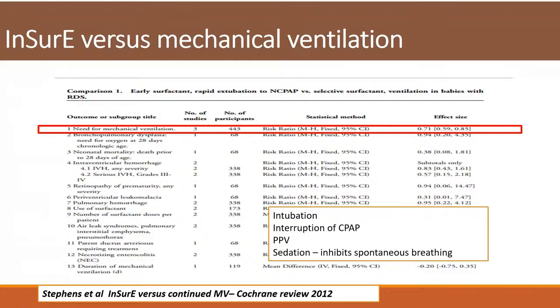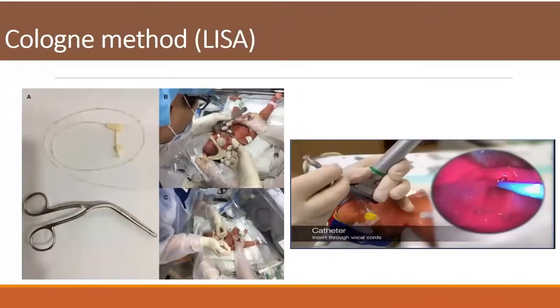be passing the endotracheal tube across the glottis, and hence a closure of glottis that generates the natural PEEP is interrupted. There is a brief positive pressure ventilation by using high pressure breaths, and INSURE may sometimes be associated with the need for sedation, which inhibits spontaneous breathing. So then came a lot of interest in different types of minimally invasive surfactant technique.